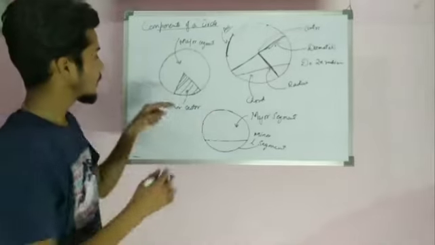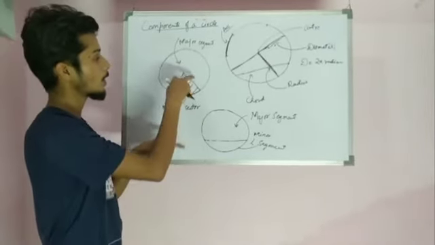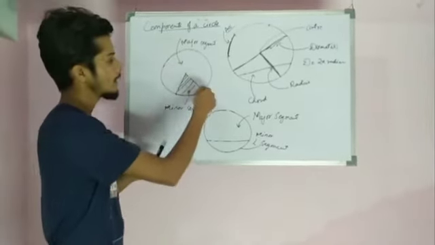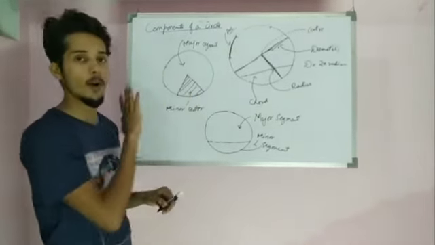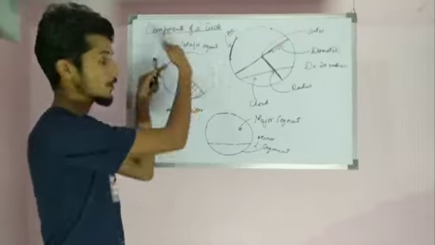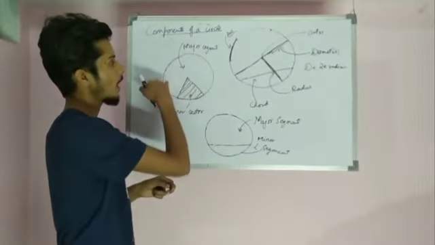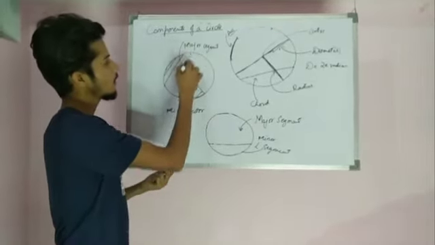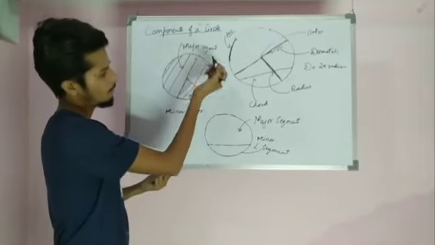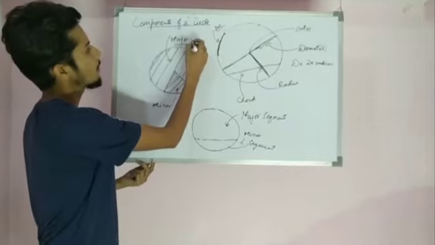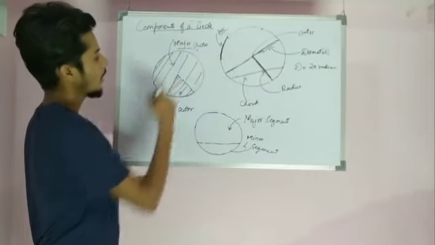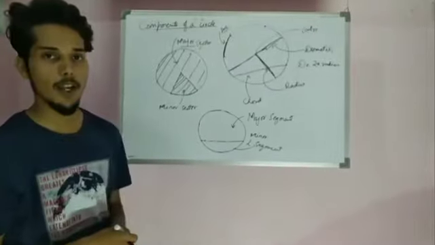But obviously this is not the only arc which corresponds to these two radii, because this big arc also has these two endpoints. So this is also a corresponding arc. If we take this big arc, this is also a sector, but we name it the major sector, and this one is the minor sector.